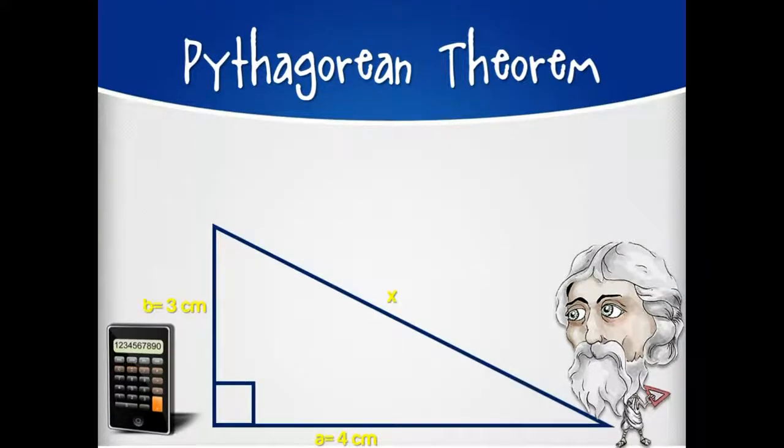Let us solve for this. The legs of a right triangle measure 3 and 4 centimeters. What is its hypotenuse?